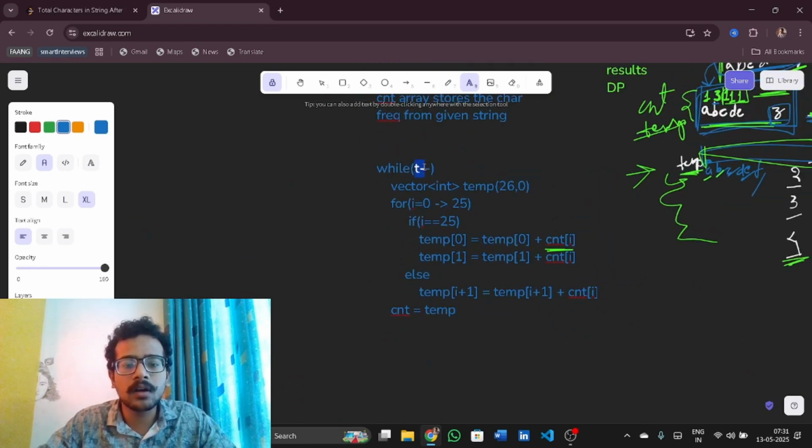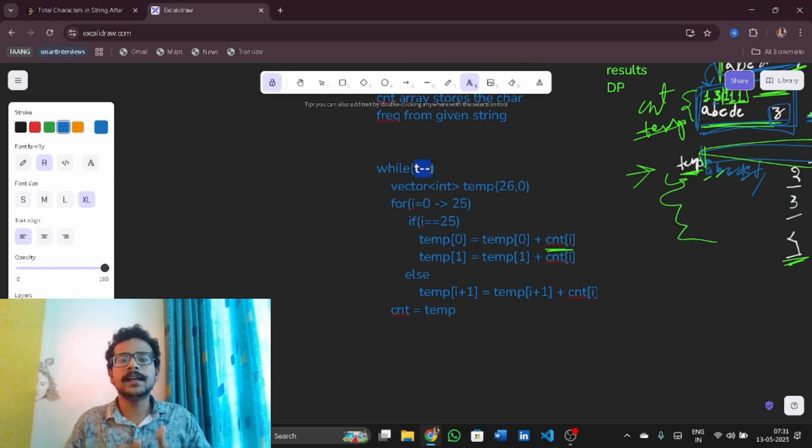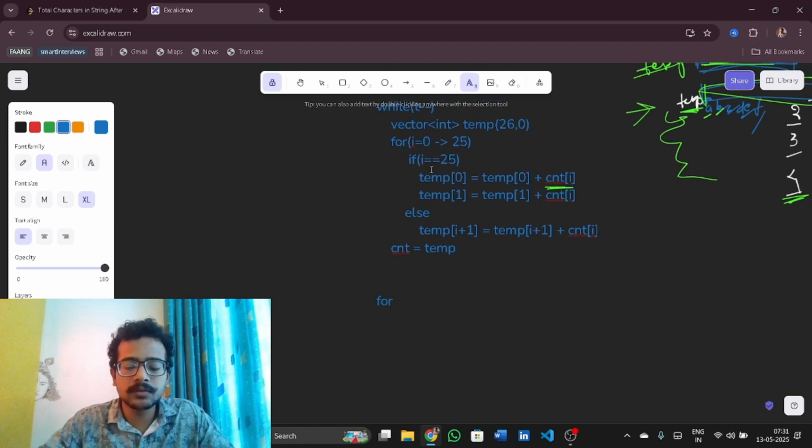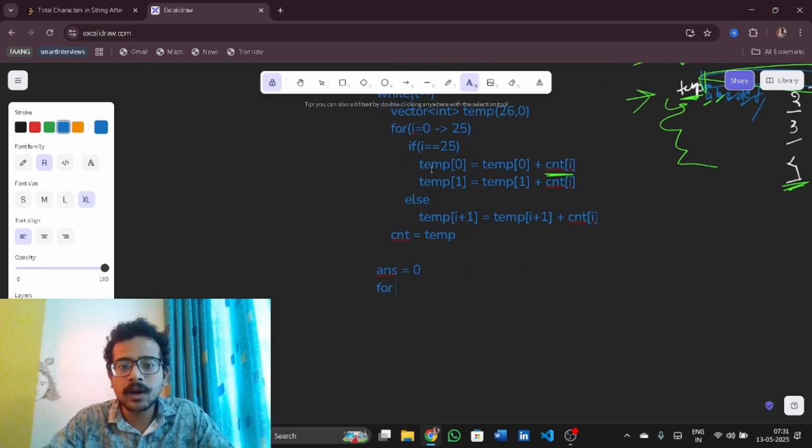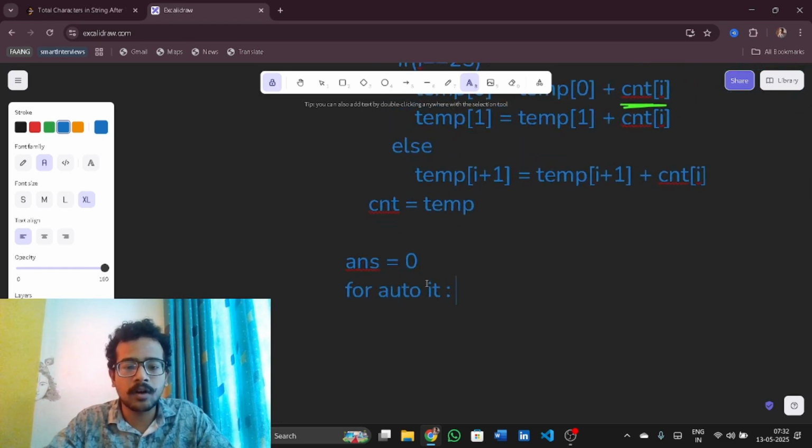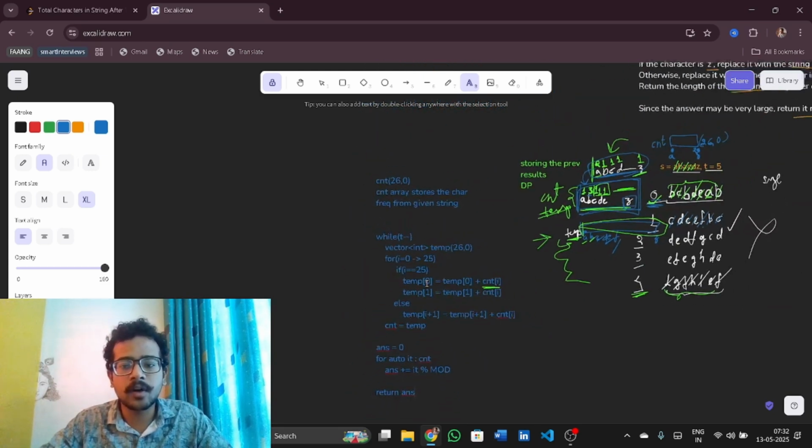Now I have gone through all, t minus minus. T minus minus is nothing but T will be decremented until T is positive, like 1 or 2 or something like that. When it becomes 0, it will exit from the loop. Now let me do answer is equal to 0. At the last I have changed the temp array to the count array. Now for each it of the count array, answer plus equals it, and I will be using the mod operation, and at the last return answer. That's it. This is how the algorithm goes.